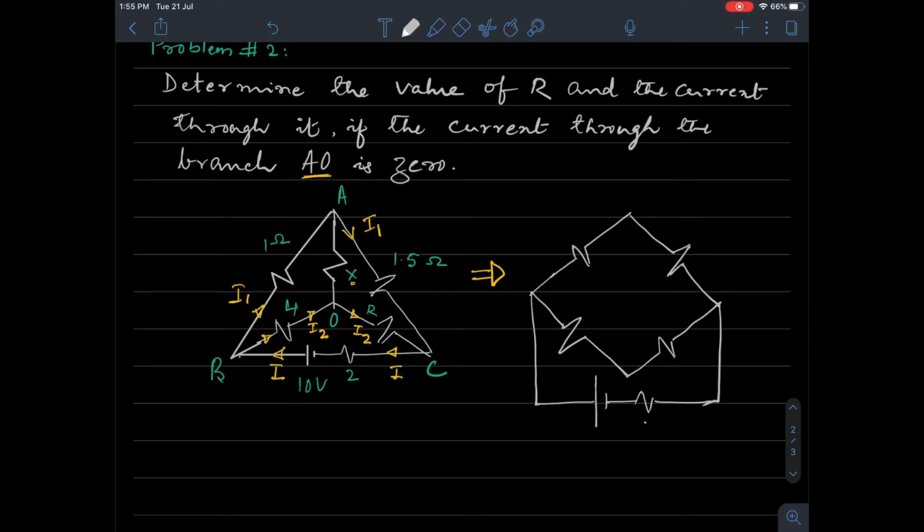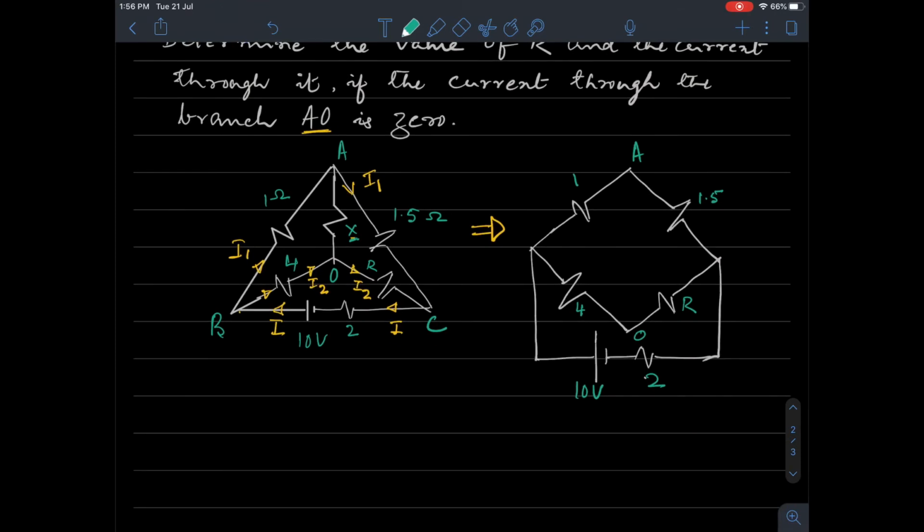Aren't these two same? This is 2. This is 2. This is 10 volt. All the resistances are in ohms, so I don't write ohms everywhere in the network. This has to be clearly understood. This is 4. What have I done? I have removed this X, which is connected between A and O. I can easily do it because in an open path, the current will not flow. Our current is 0 in an open path. So here between A and O, we had X. This X is now being removed. This is how the network becomes.